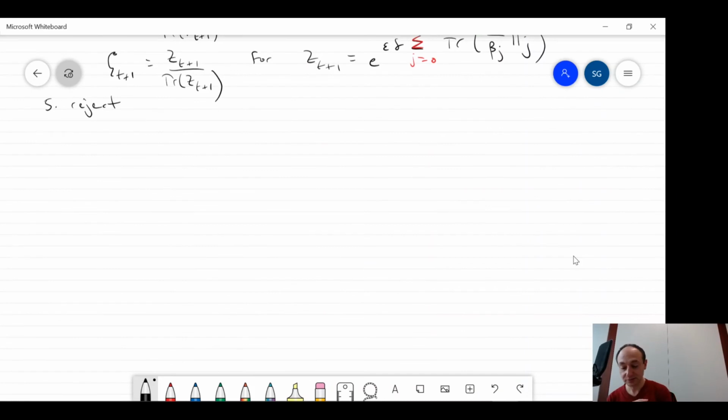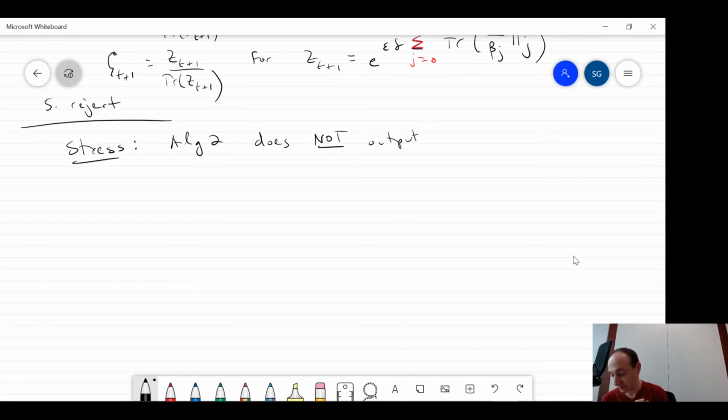Now, let me really stress, I've said this a few times, but let me stress it again. Algorithm 2 does not output a solution x, sigma to the primal STPP. It doesn't do that, okay? Instead, what it does is it outputs, remember, some rho and some zeta, essentially. And here's the idea. We're going to prove it, of course.